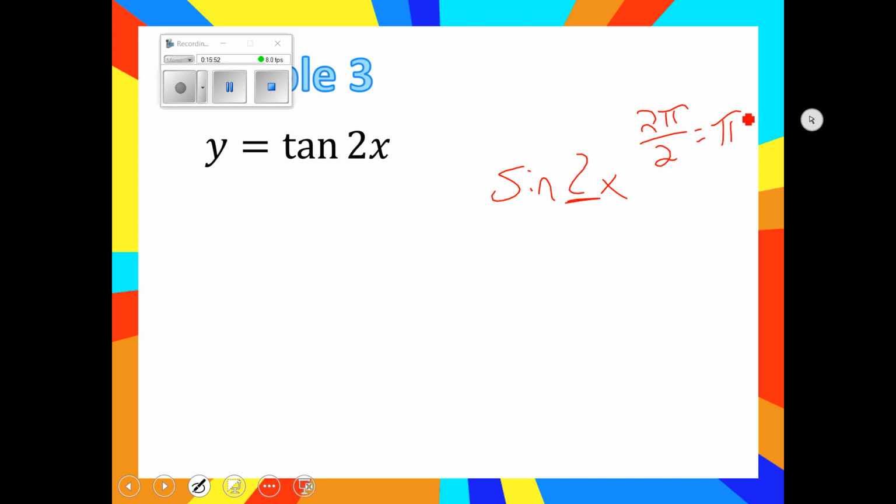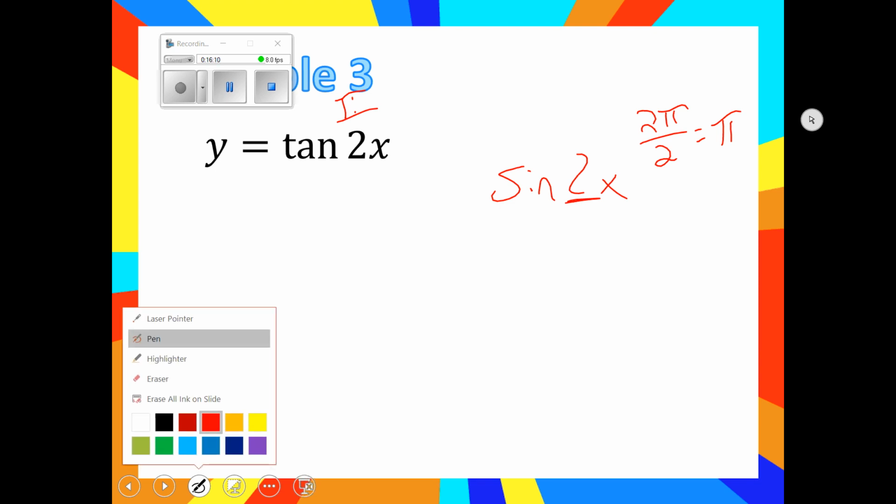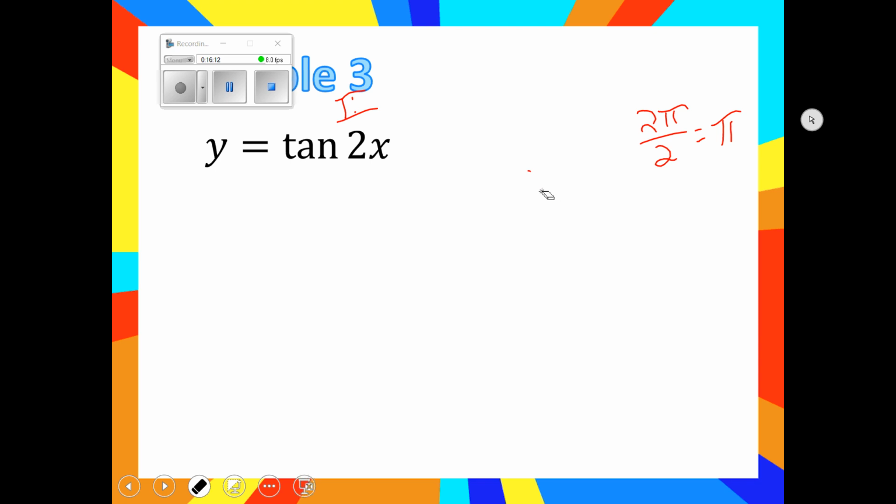But what do you think we're going to divide by? Why are we dividing by pi? The basic period is only pi. So now we're going to take this and divide pi by 2. So now we are going to do one full tangent function, and that's going to be the length of pi over 2. Okay, so our period is going to be pi over 2.